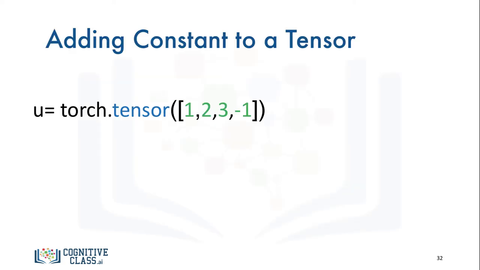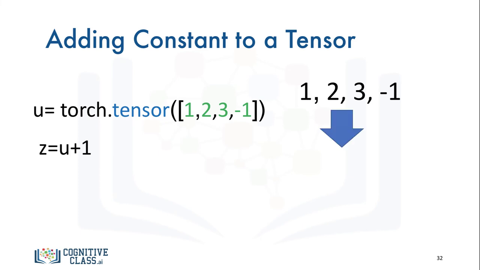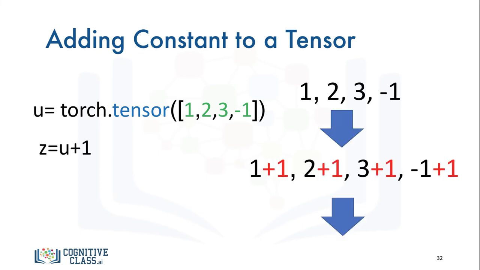follows. Consider the tensor u. The tensor contains the following elements. If we add a scalar to the tensor, PyTorch will add the scalar to each element of the tensor. This property is known as broadcasting.